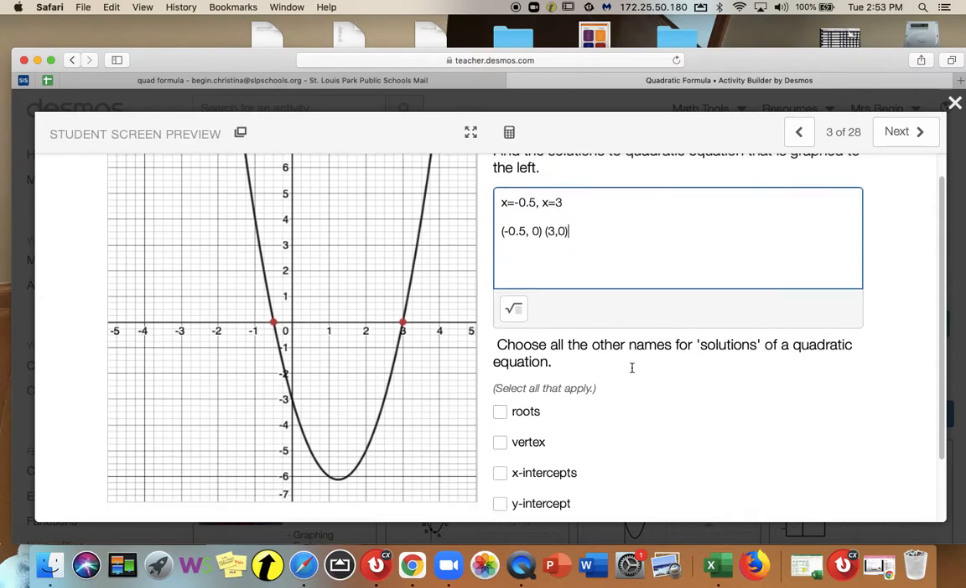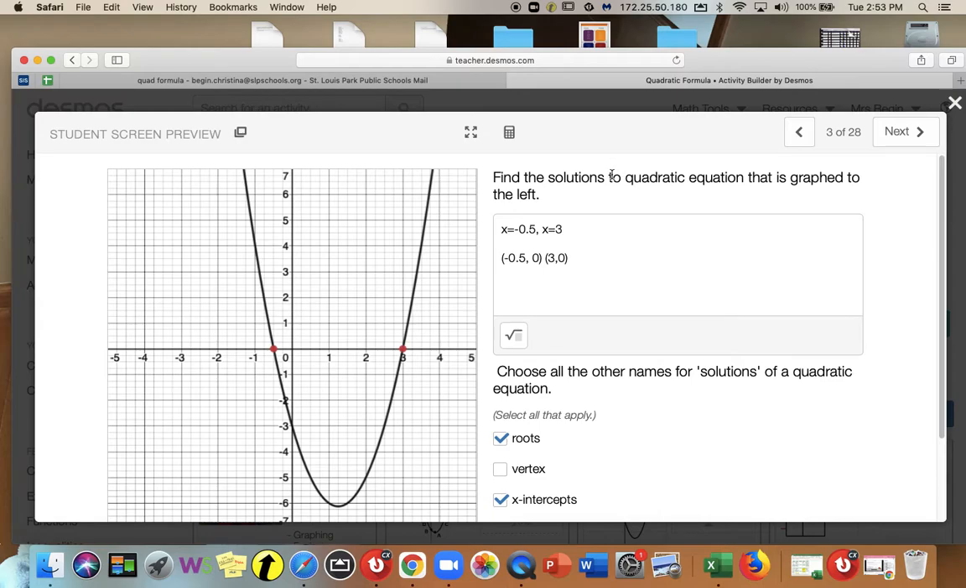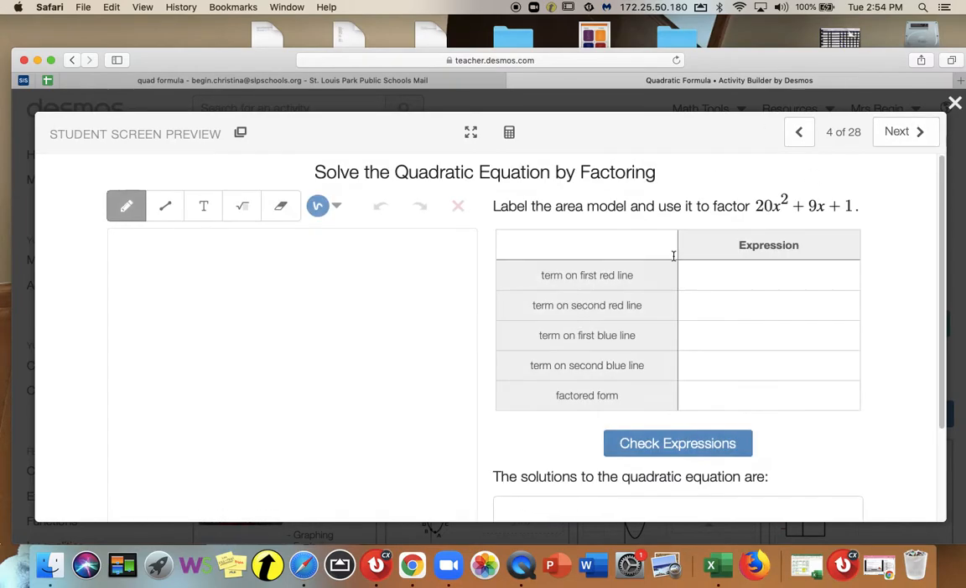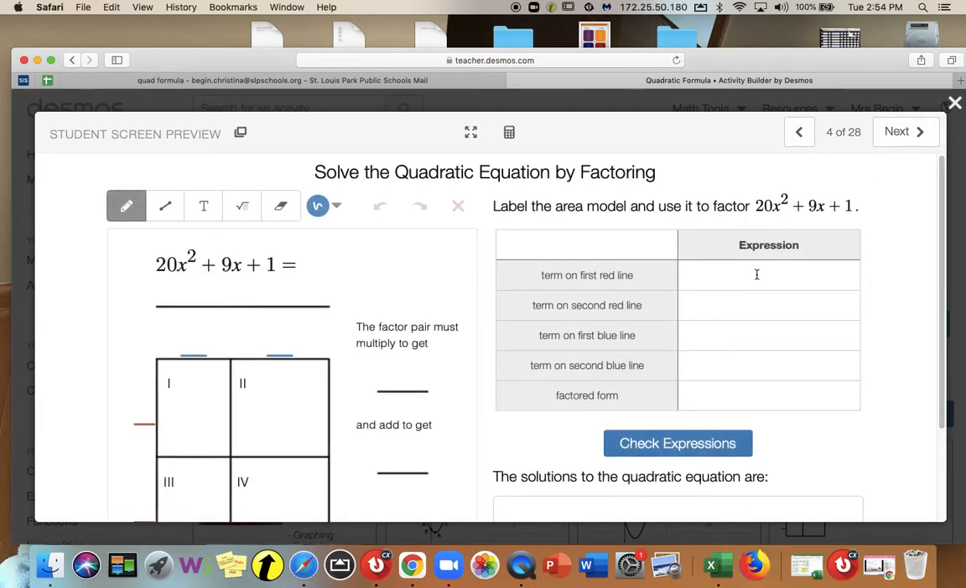Choose all the other names for solutions of quadratics. So I've talked about x-intercepts. We've talked about how they're also called the zeros. And they're also called the roots of the graph, and that will deal with, in the quadratic formula, which we'll learn today, we will take the square root of a number, and so they're also called the roots of the graph. So many names for a solution to a quadratic. X-intercepts is the one we've been using the most, zeros, and roots. Okay. Oh, it told us we were right. Way to go. All right, label.